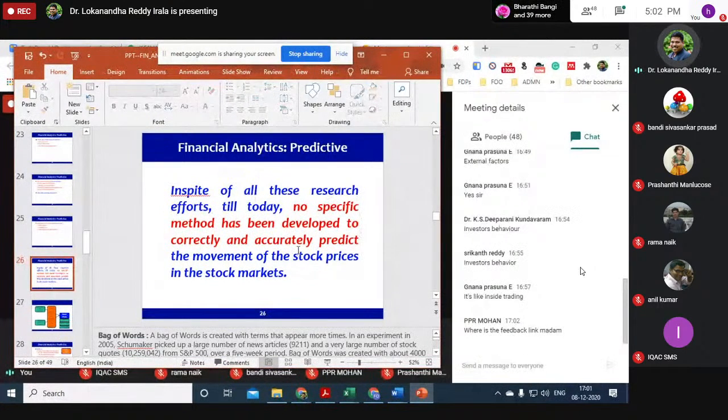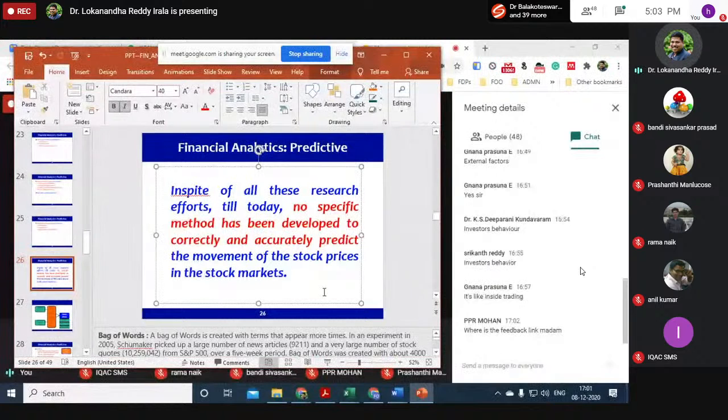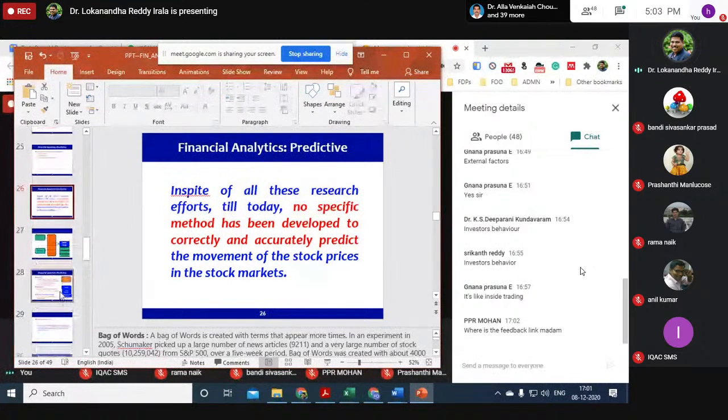Other slides may change, but this one slide will still be valid: stock price prediction can never be made accurately with any amount of analytics. So this is one particular area which will tell you how we are going to move forward.